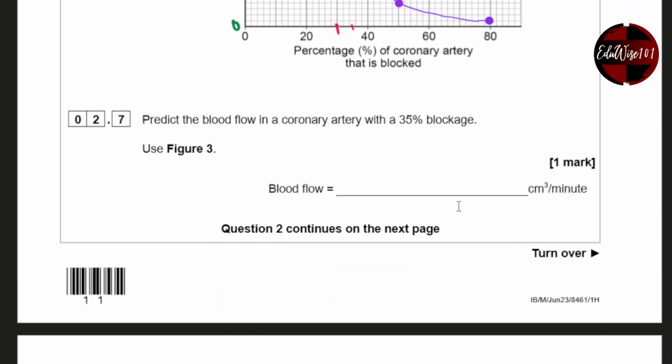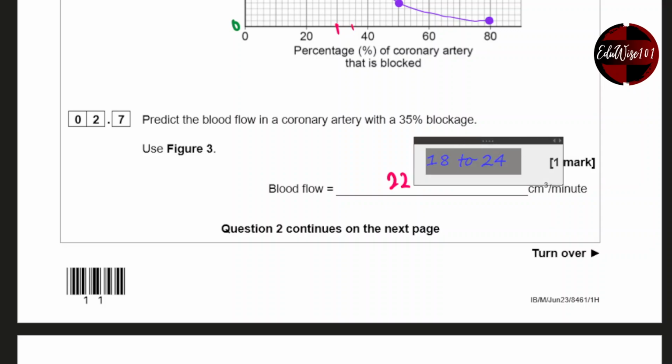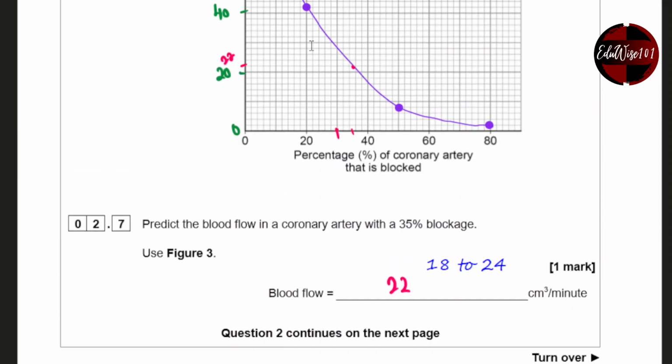So blood flow is going to be 22 centimeter cube. Now the marking scheme actually says they do give a range, anything between 18 to 24, based on your graph and or your line.